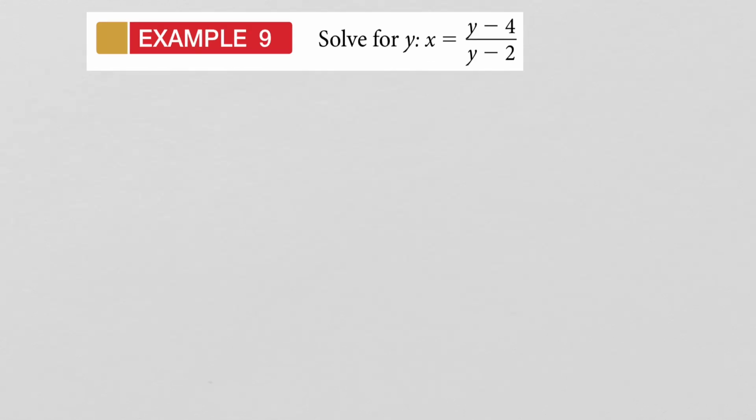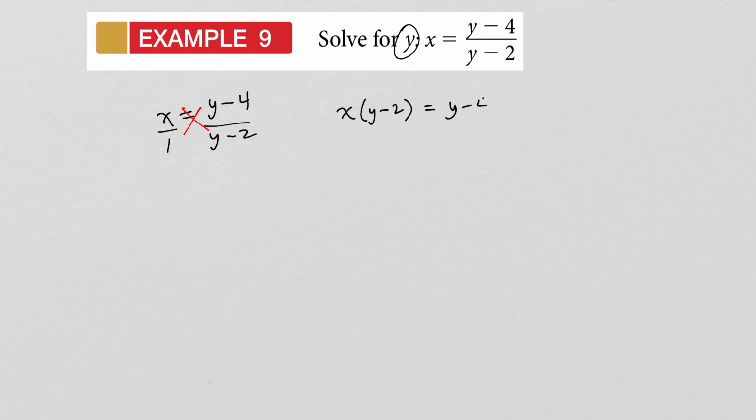Next example, pretty much the same thing. So we have x is equal to y minus 4 over y minus 2. Once again, we are solving for y. So let's put a 1 here. Let's go ahead and cross multiply. So we have x times y minus 2 is equal to 1 times y minus 4, which is just y minus 4. Now, the difference in this equation is, notice that you have a y on both sides. Right, so that makes it a little bit more complicated. So let's multiply out the parentheses on the left side.